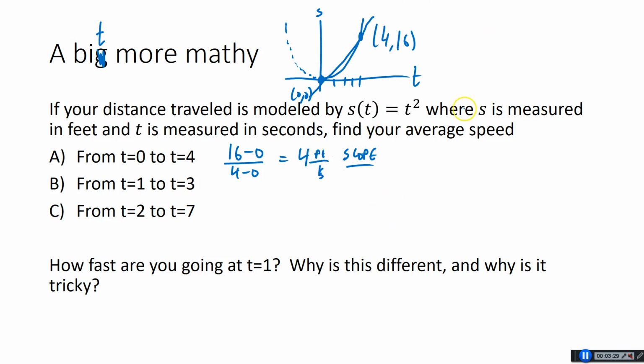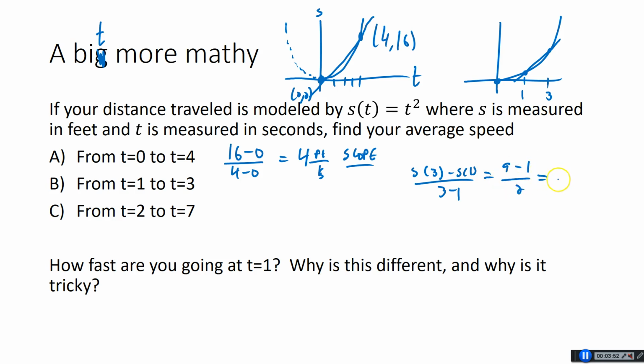So from 1 to 3, similar idea. Draw the graph again, maybe. Here's 1, here's 3. I want to know the slope between those 2 points. I think it should be a little bit shallower. Okay, so if I do s of 3 minus s of 1 divided by 3 minus 1, I'm just calculating the slope. S of 3 is 9, minus 1, divided by 2, 8 over 2, 4. I guess it's the same. Interesting. Okay.